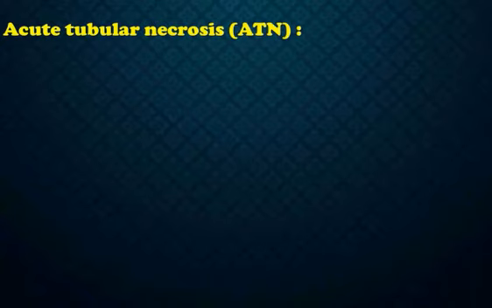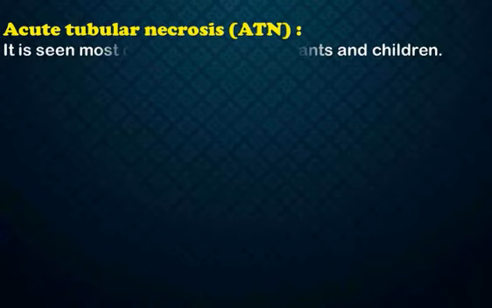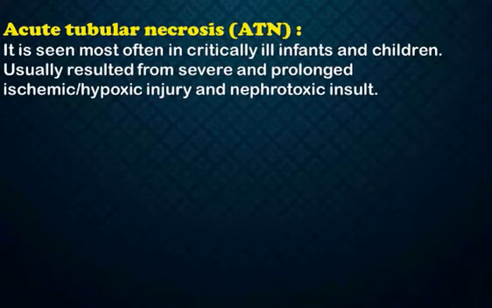If we talk about acute tubular necrosis and its mechanism, it is seen most often in critically ill infants and children. The example, as I said, is the hypoxic ischemic injury or sepsis. And this usually results from severe and prolonged hypoxic ischemia and nephrotoxic insult, like taking medications or contrast studies, causing a bad nephrotoxic insult on the kidney. The mechanism of the intrinsic causes in general, not just acute tubular necrosis, the parenchymal or renal causes.